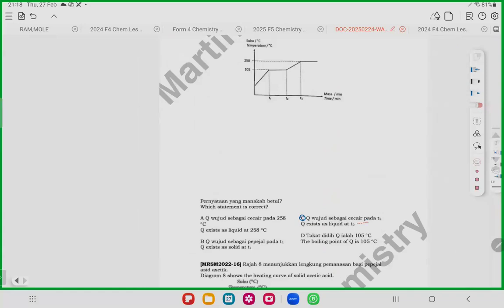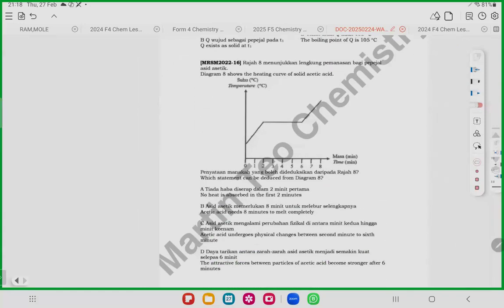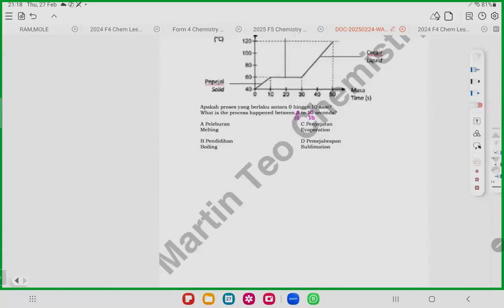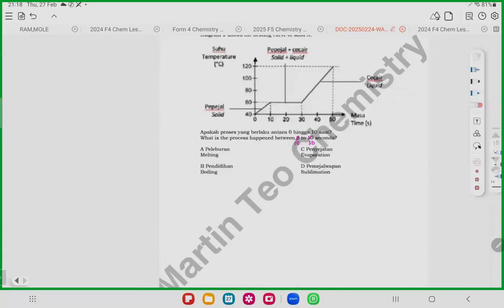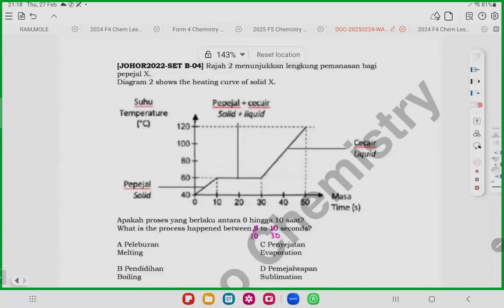So let's try a few more questions. Okay, here. This question appeared in Johor in the year of 2022. They asked what process actually happened between 10 to 30. 10 to 30 is here. So this is quite easy.